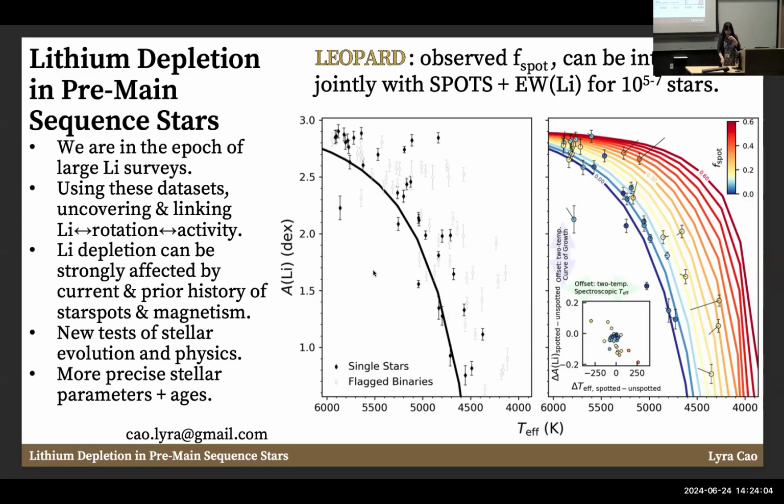We are starting to uncover relationships between lithium, rotation and activity. Lithium can really be affected by the prior history of magnetism in stars. And that can actually really affect how much depletion of lithium that you have on the star, because it affects the prior radius, the prior convective zone, the prior temperature at the base of the convection zone. And so now we're starting to be able to test stellar evolution, start to link activity with this whole picture. We're starting to be able to do this for a large number of stars.